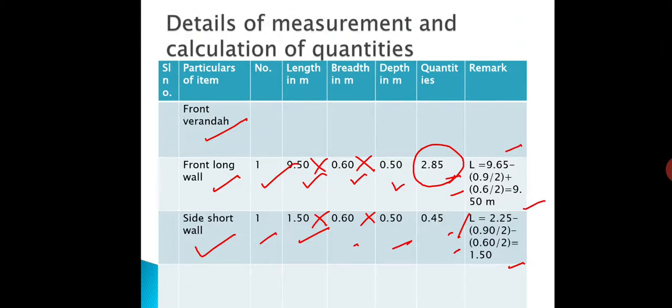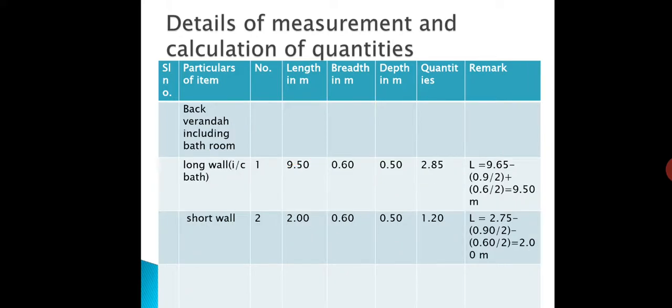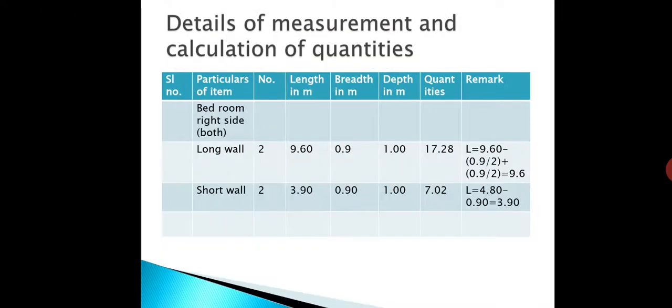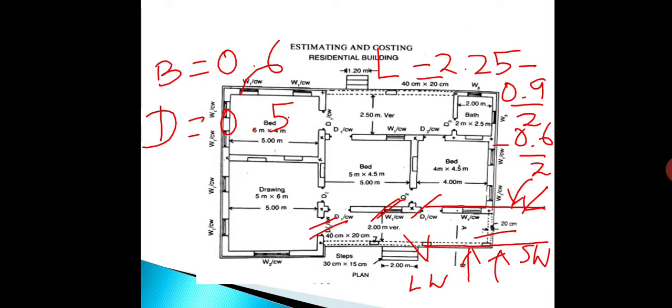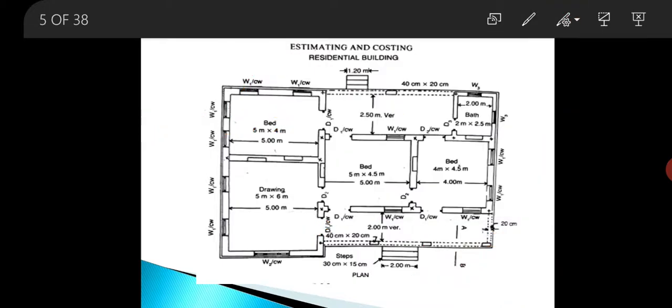Okay. So third part is over. Next we will move to the fourth part, that is the back veranda portion. That means I will show you this portion. Now we are left with only this portion. So here for this fourth part, the number of long wall is 1. This one is the long wall, and number of short wall are 2. These two are the short wall. Okay, so the fourth part includes back veranda as well as bathroom.